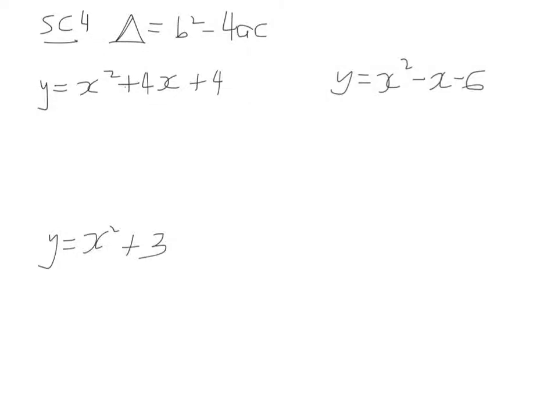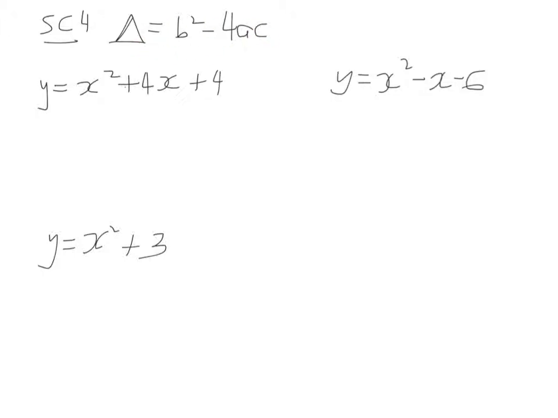Okay, success criteria 4 is about using the discriminant to determine how many solutions a quadratic has, or how many x-intercepts a quadratic equation has, or a quadratic polynomial, or whatever you want to call it. So right now, this is our discriminant formula, and it comes from the quadratic formula. So this thing is under the square root.